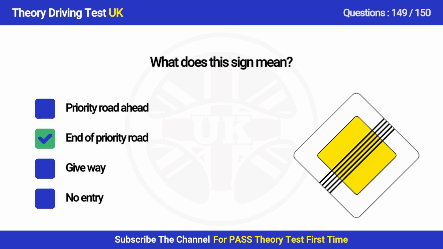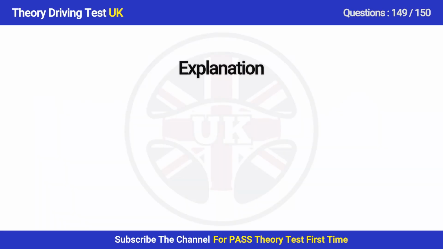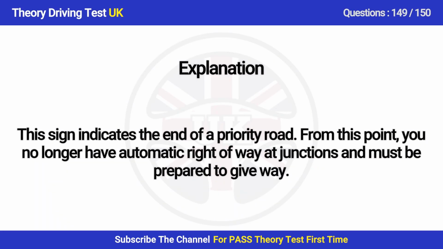Answer is B, end of priority road. This sign indicates the end of a priority road. From this point, you no longer have automatic right-of-way at junctions and must be prepared to give way.